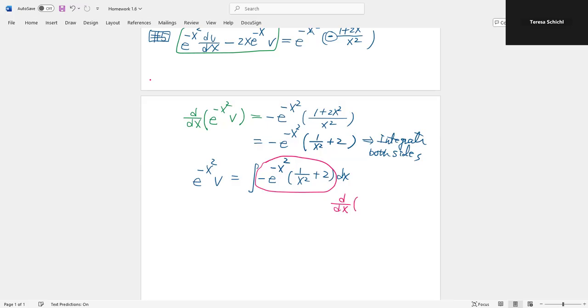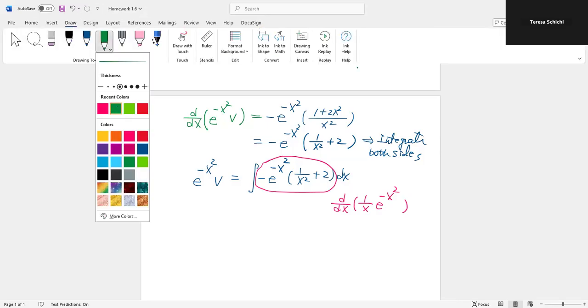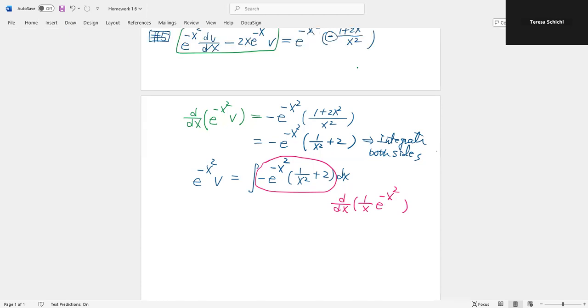It's kind of like the product rule concept again. So it's 1 over x times e to the negative x squared. Now this is the product rule, right? So the derivative of the negative 1 over x is negative 1 over x squared times e to the negative x squared, plus 1 over x times e to the negative x squared, then the chain rule gives negative 2x.